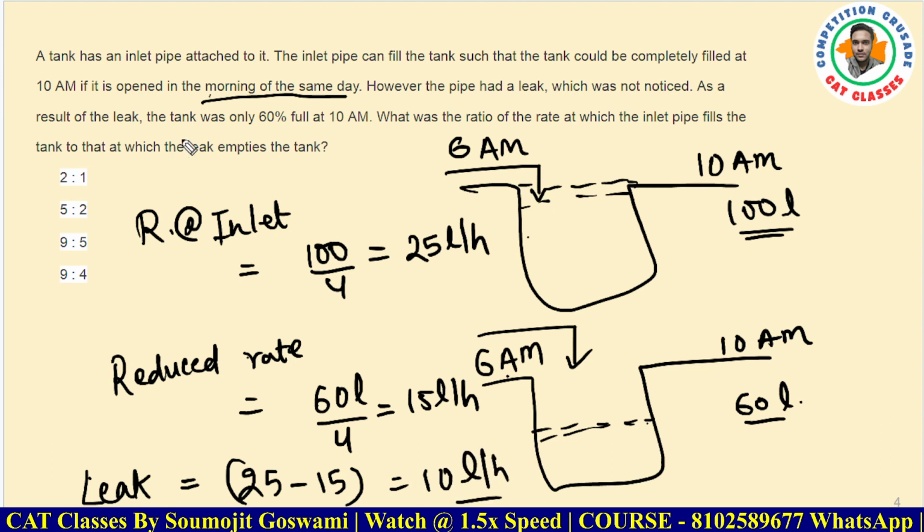Now typically what they have asked you is the ratio of the rate at which the inlet pipe fills to that at which the leak empties the tank, which is going to be 25 is to 10, 5 cuts by 5 and 2, so the ratio will be 5 is to 2. This is the answer to this question. Let's go to the next one.